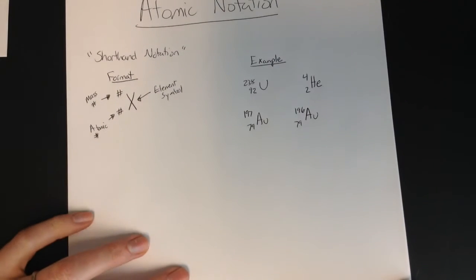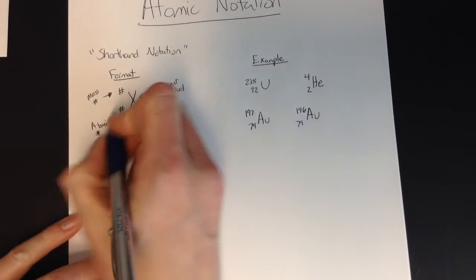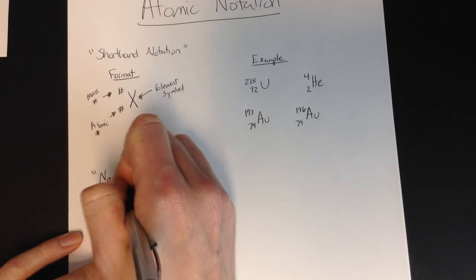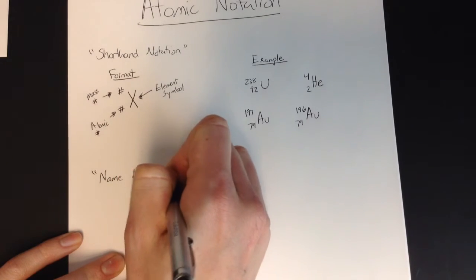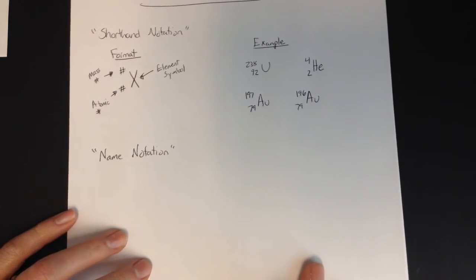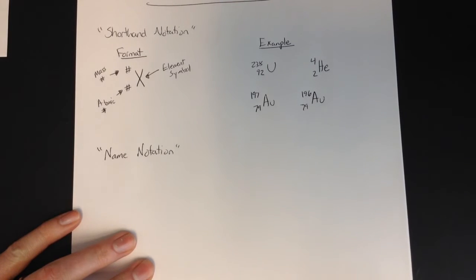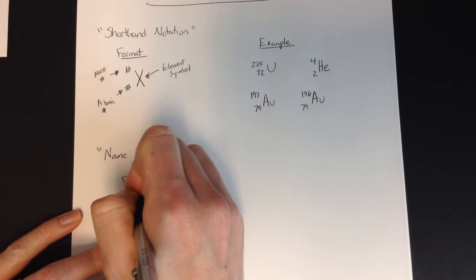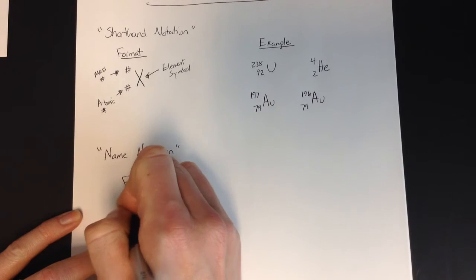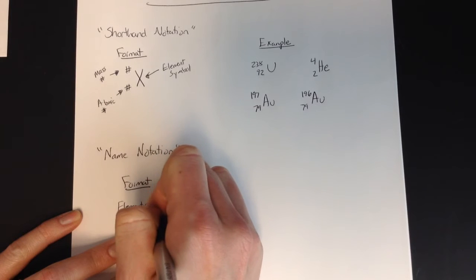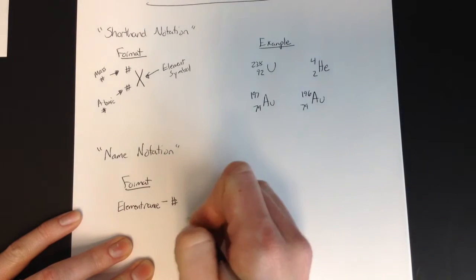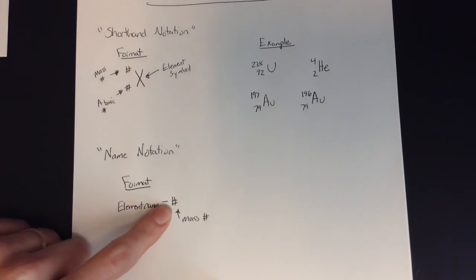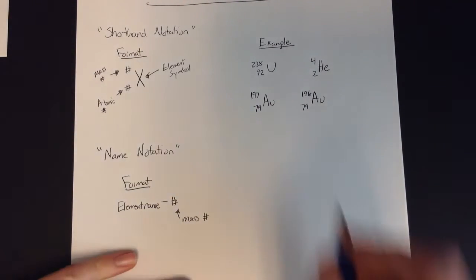Now another way that we could write this down, where we're just writing down what it is, I call name notation because it includes the name. Especially when you're writing out the words or in sentences when you're talking about a particular isotope, you would see it this way. The format is the element name, which I write like it's one word, dash, and a number, and the number is always the mass number. The biggest mistake people make with this one is thinking that number is the atomic number, and it's not.